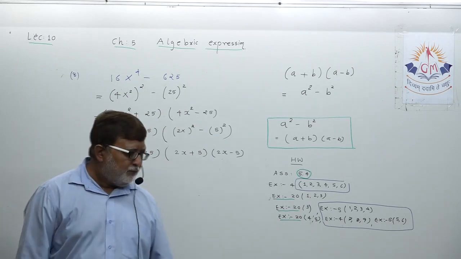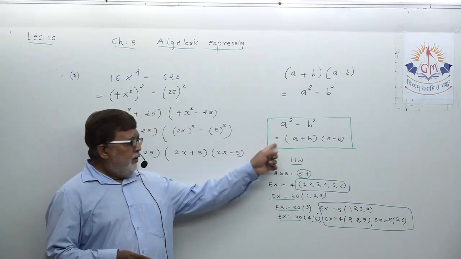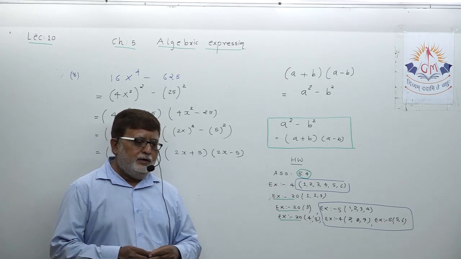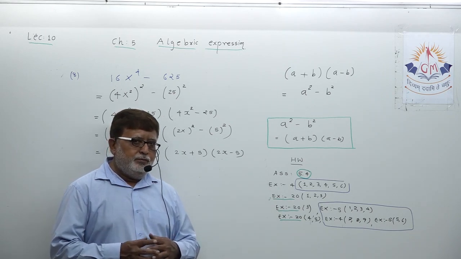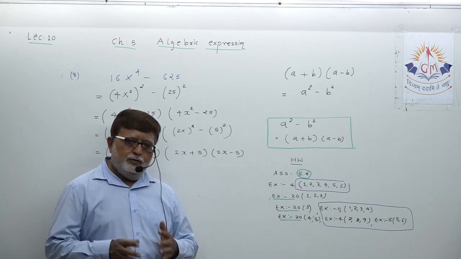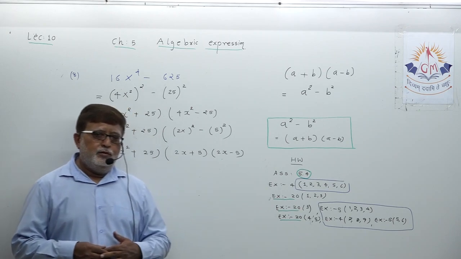So dear student, today we have understood the application of the identity a square minus b square equal to a plus b into a minus b in detail. Okay. Revise all examples again and again, and accordingly complete your homework.